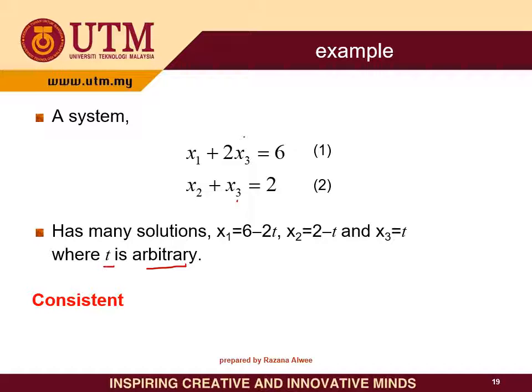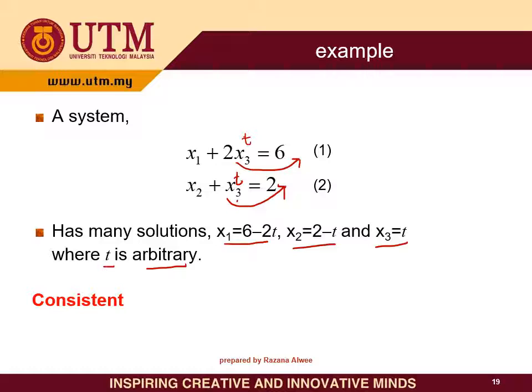So how do we insert t here? We start with x3. We change x3 to t. So x2 is equal to, we move it over, 2 minus t. And remember, x3 is t, so we insert t into the other equation. x1 is equal to 6 minus 2t.